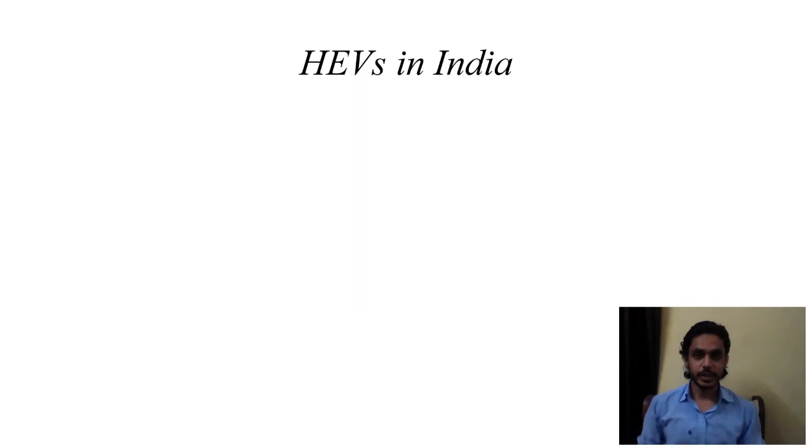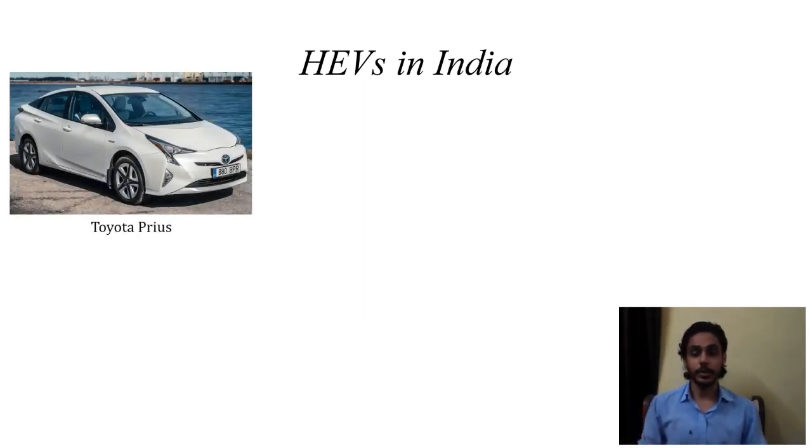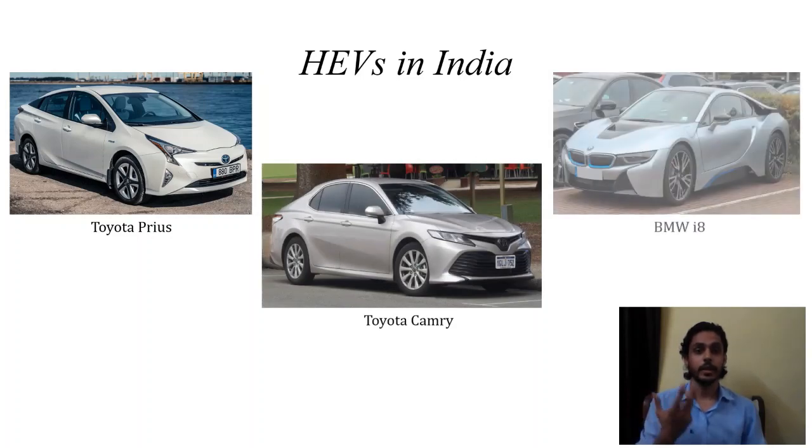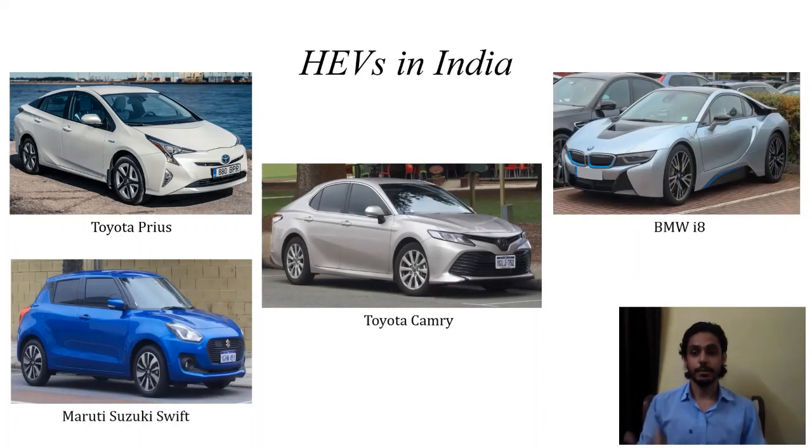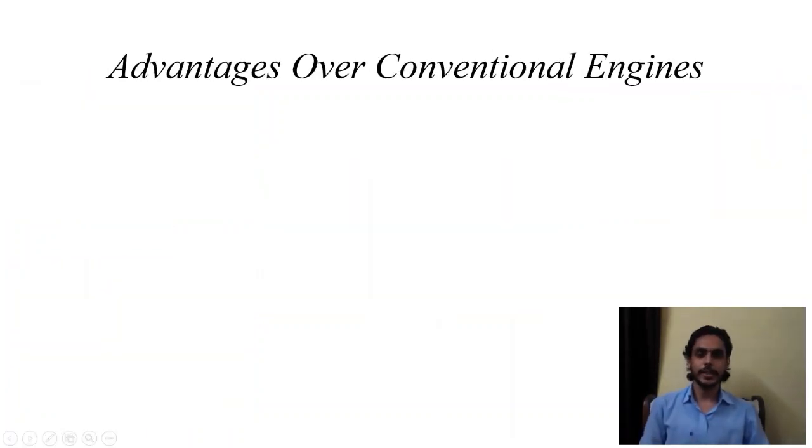So we can also see HEVs in India as well. There are a few examples like Toyota Prius, Toyota Camry, BMW i8, Maruti Suzuki Swift, and so on. Let's talk about a few advantages of HEV over conventional type engines.